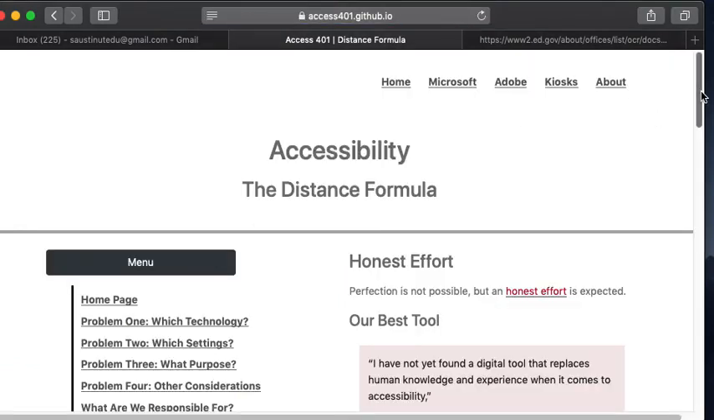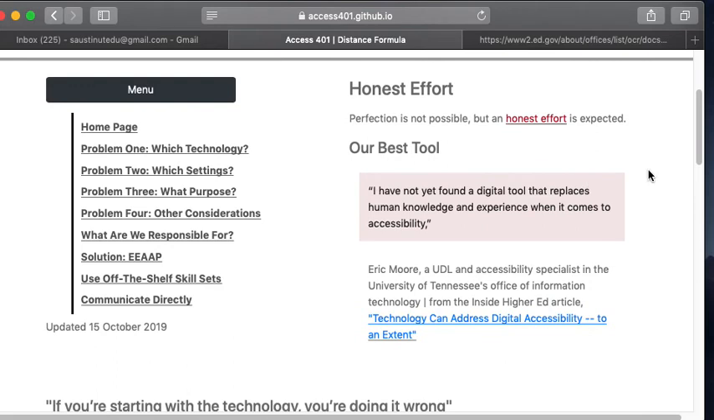What are we responsible for? Not responsible for perfection, because it doesn't exist. It just doesn't. We are expected to make an honest effort. And I've seen nothing but teachers try.